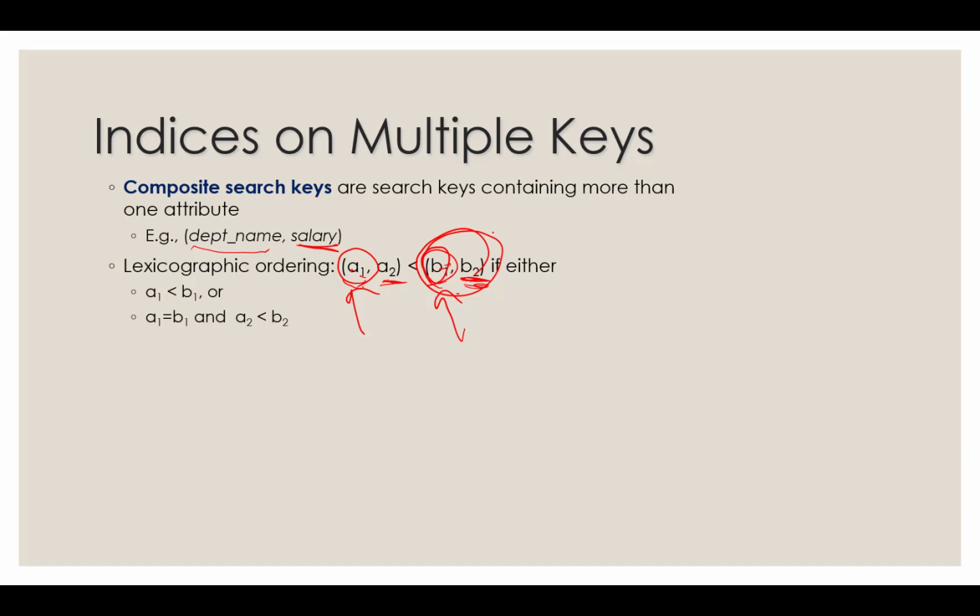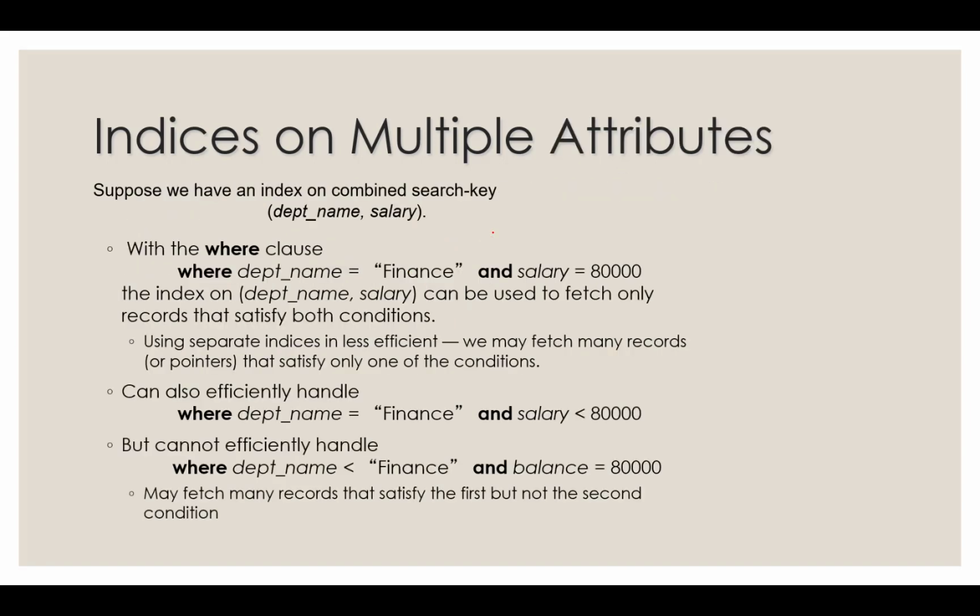So we have indexes on multiple keys. Same thing here. Suppose we have an index on the combined search key, department name and salary. With the where clause, you could have where department name is finance and salary is 80,000. The index can be used to fetch only records that satisfy both of these conditions. Since 80,000 is a number, this could handle equal to, less than or equal to, and greater than, but it's not as efficient at handling the department name, because it's not a numerical value.